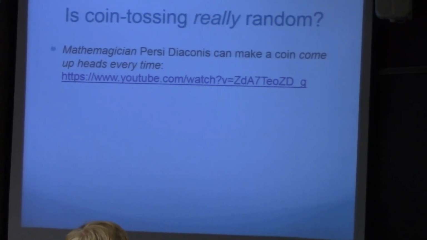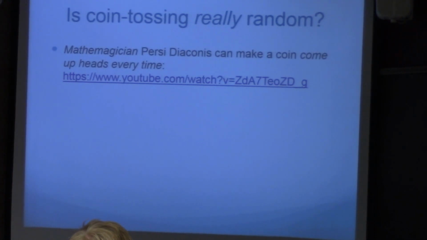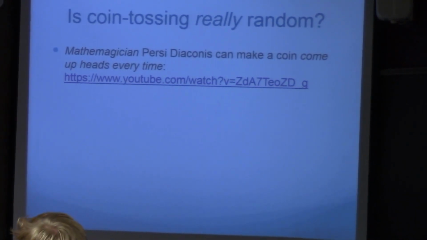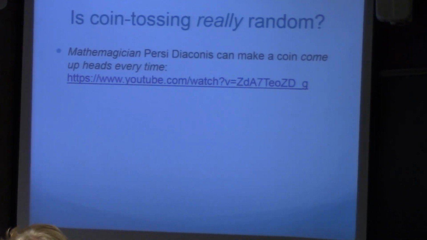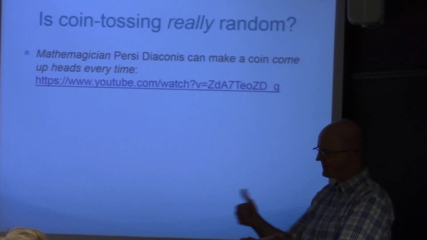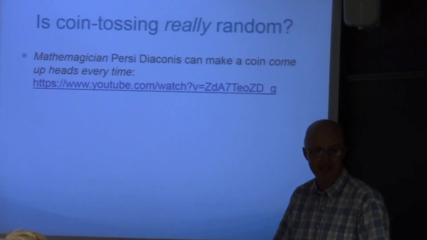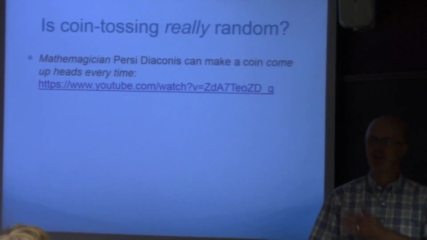But is coin tossing really random? Actually, the mathemagician, and that is an official word, mathemagician, Persi Diaconis, can make a coin come up heads every time. And it looks like he's flipping it vigorously. He knows exactly how to spin it and how to catch it to make it come up heads every time. You can click on this link to watch him do that. It's about a 3-minute video.